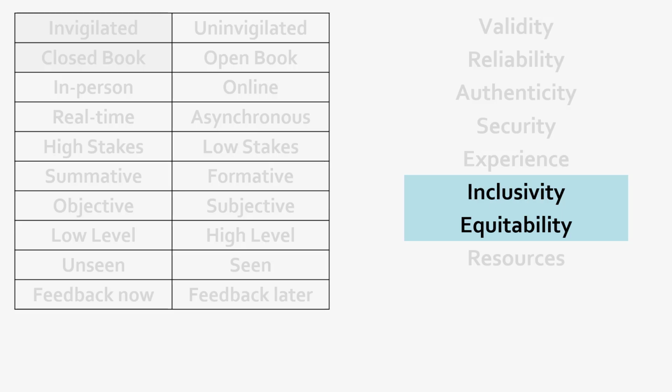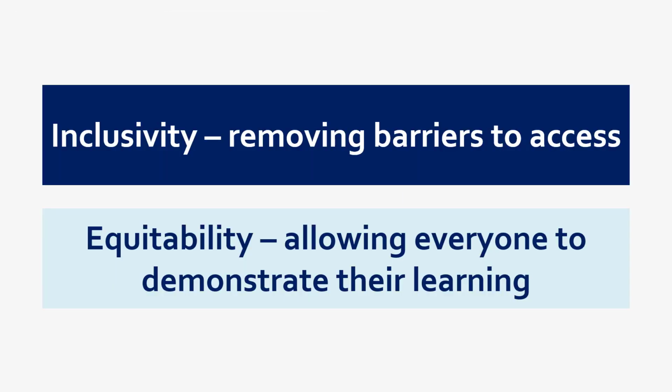Very simply, inclusivity is about access to the assessment and the assessment content, and making an assessment inclusive is about removing those barriers. They don't just have to be physical barriers, though. They can just be barriers to engaging with the assessment in some way. Equitability is more about what happens once the assessment is underway, the process of the assessment. Does the assessment allow everyone to demonstrate what it is that they have learned and take account of individual differences that might make that more difficult with traditional assessment designs?